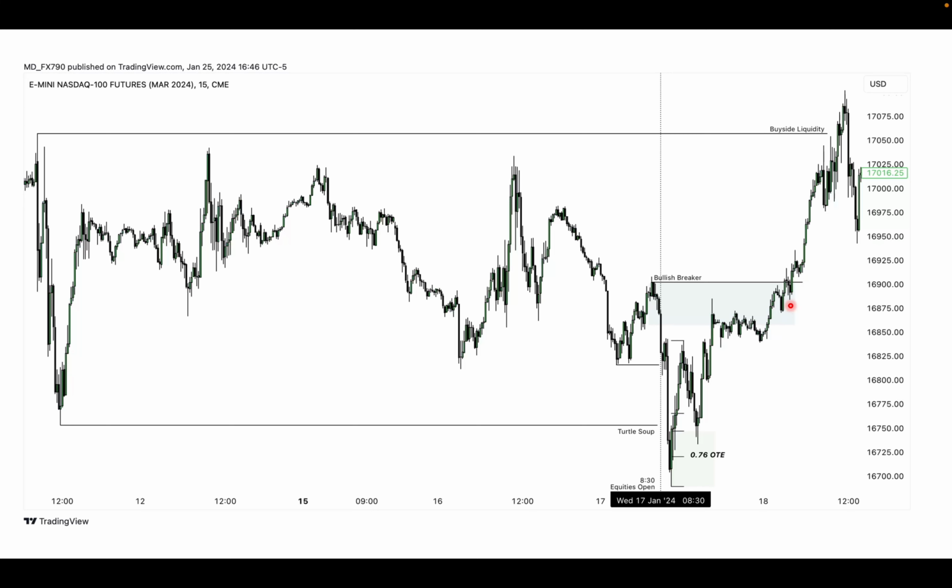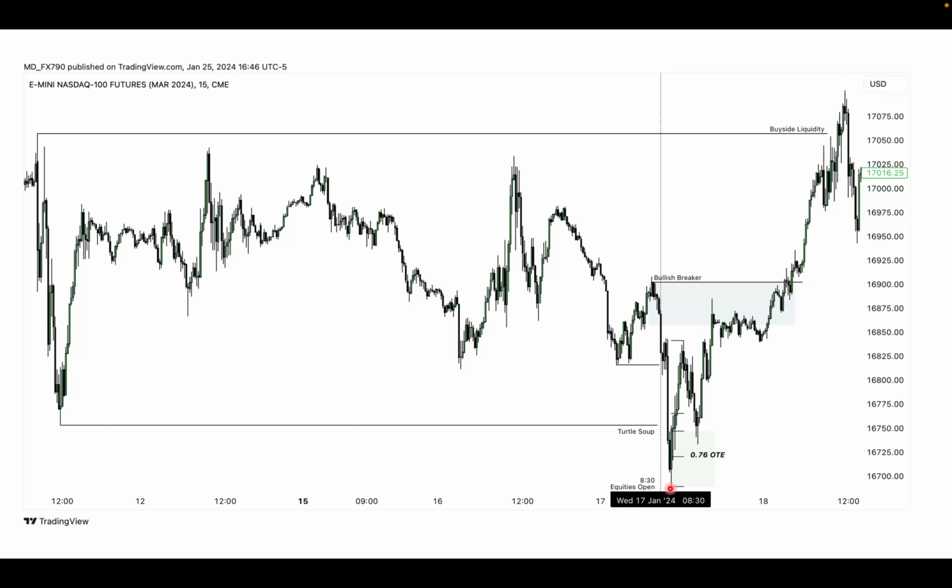So our second entry would have been in here, and that's in the next day. For this day, we have targeted this high over here. So low, high, optimal trade entry, then buy back up.